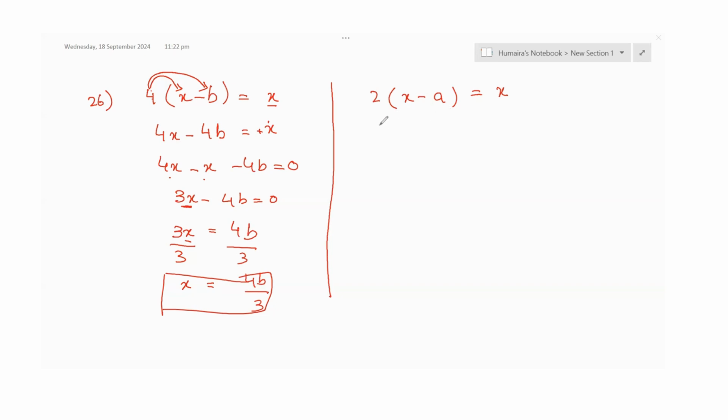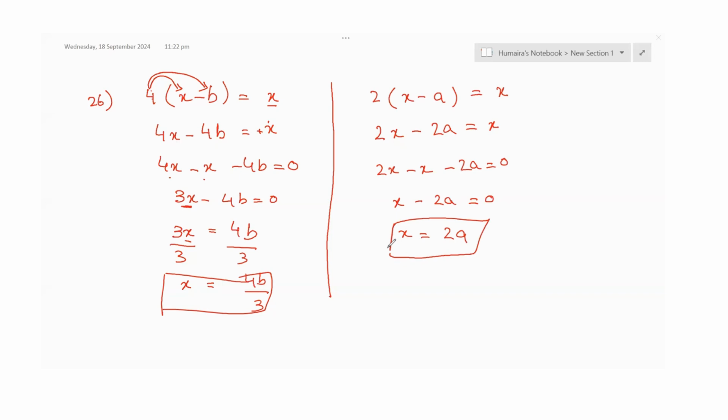Okay, let's cross check this one. We will have 2x minus 2a equals x, and then we will have 2x minus x minus 2a equals 0. Their subtraction will give us x minus 2a equals 0, and then we will shift this negative 2a to the other side, equals 2a. So we will have this answer. Don't you think so?